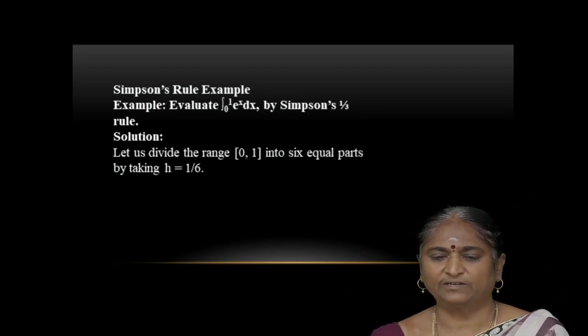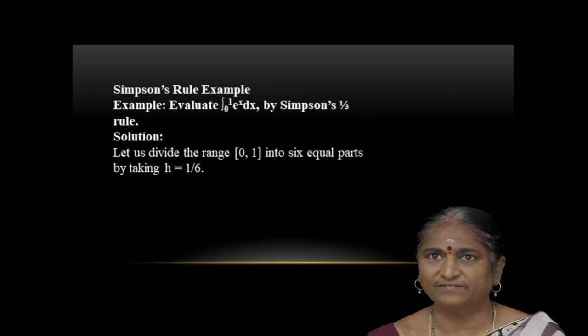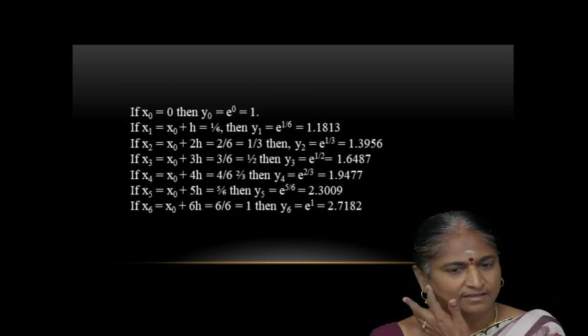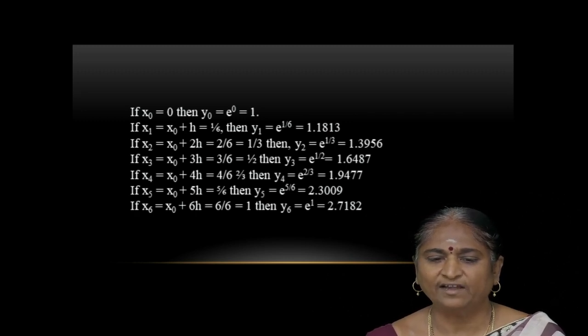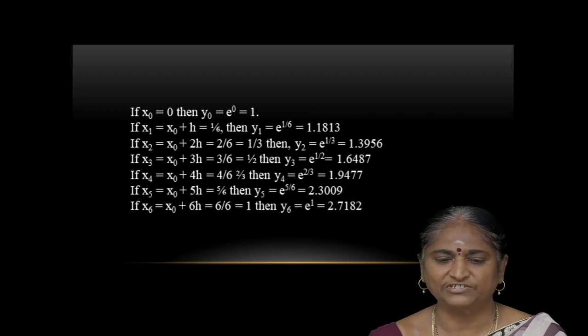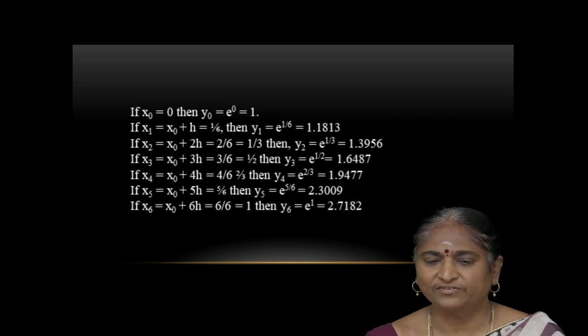The integral limit varies from 0 to 1. We divide the interval range 0 to 1 into 6 equal parts, so we determine the value of h equal to 1 by 6. Next we calculate the values y0, y1, y2, y3, etc., y6. The limit varies from 0 to 1, so the initial value is x0. Substitute x0 equal to 0 and find the value of y0.